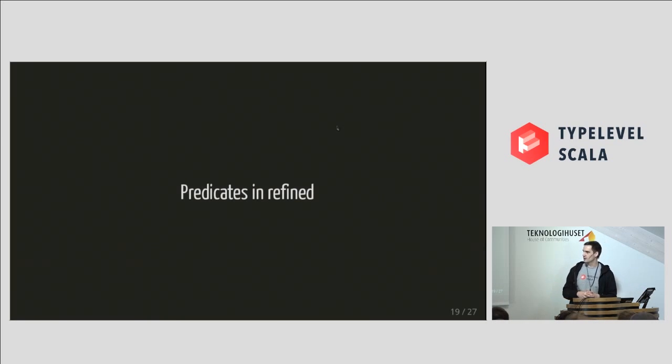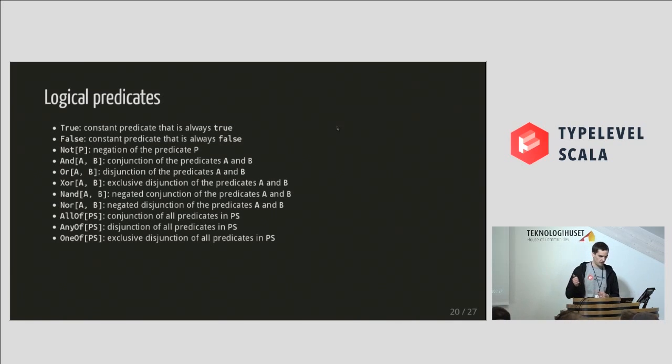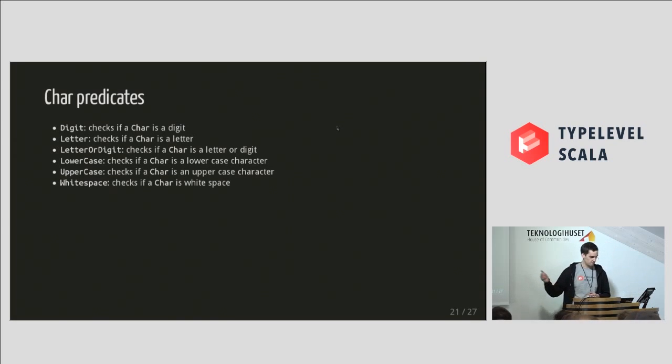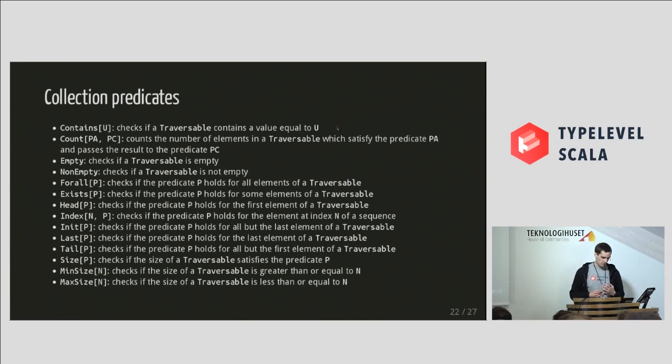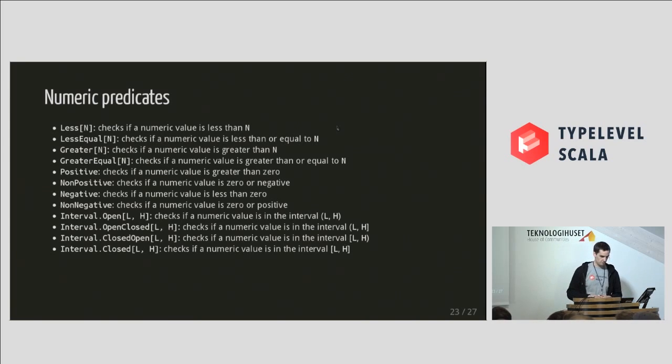Okay, now I would like to go over the predicates that are predefined in the library. We have already seen some logical predicates like not, and, or, XOR. There are also variants of these which take an HList of predicates, like all of, any of, or one of. There are character predicates: digit, letter, lowercase, uppercase, white space. There are a lot of collection predicates. We've already seen forall and exists. There's empty, non-empty, size, min size, max size. And the collection predicates can also be used for strings by treating the string as a collection of characters. And there are numeric predicates like less, less equal, greater, greater equal, and these interval predicates.